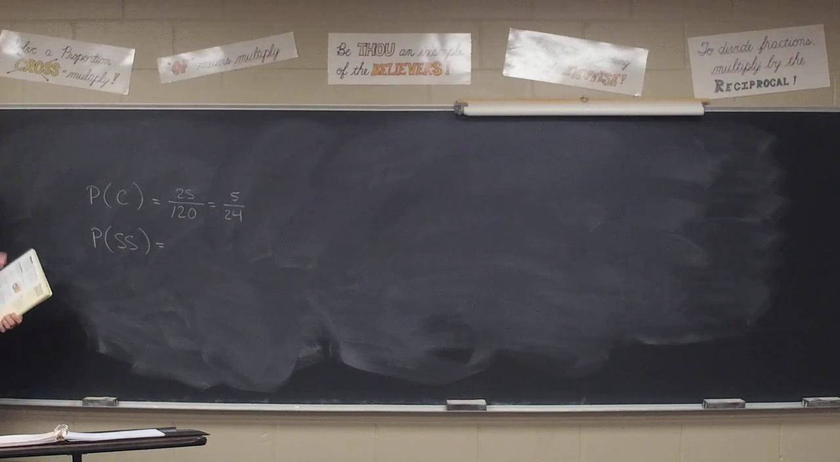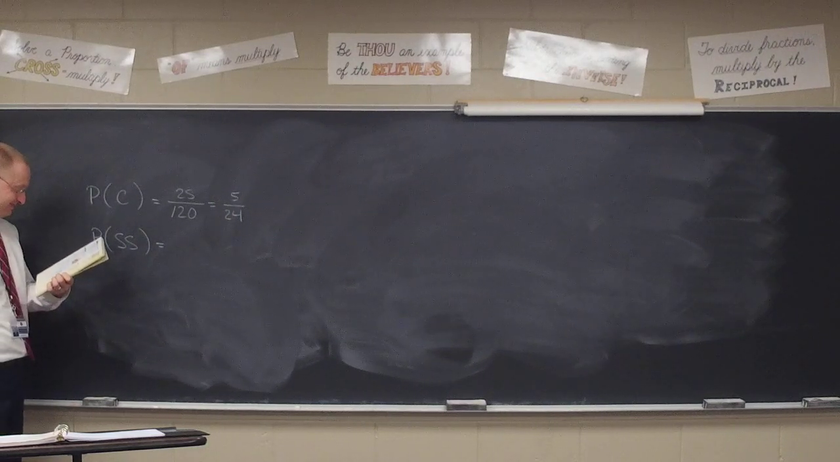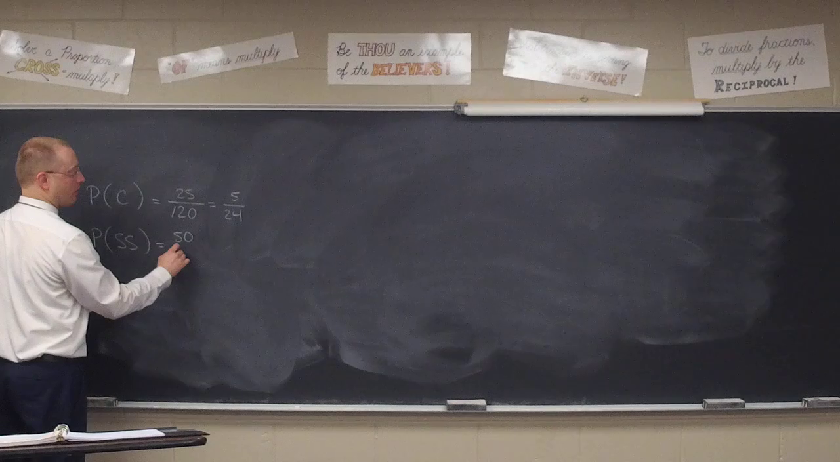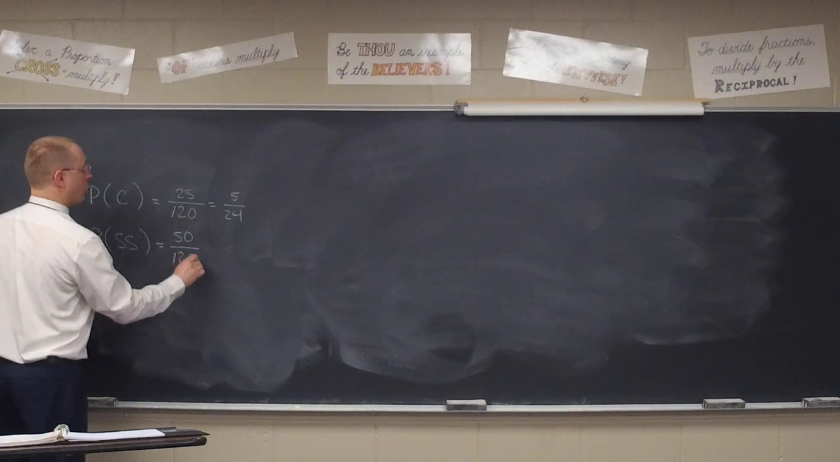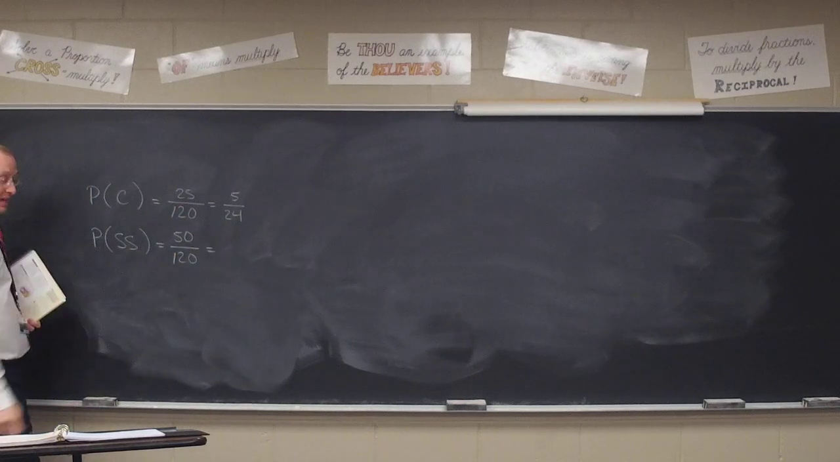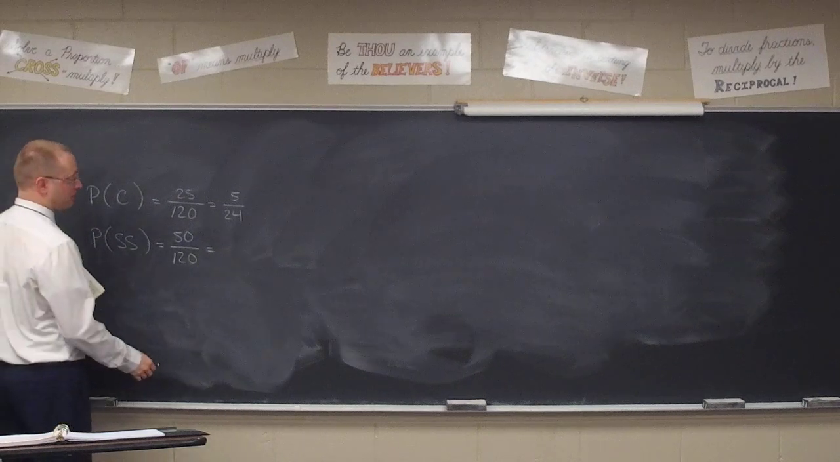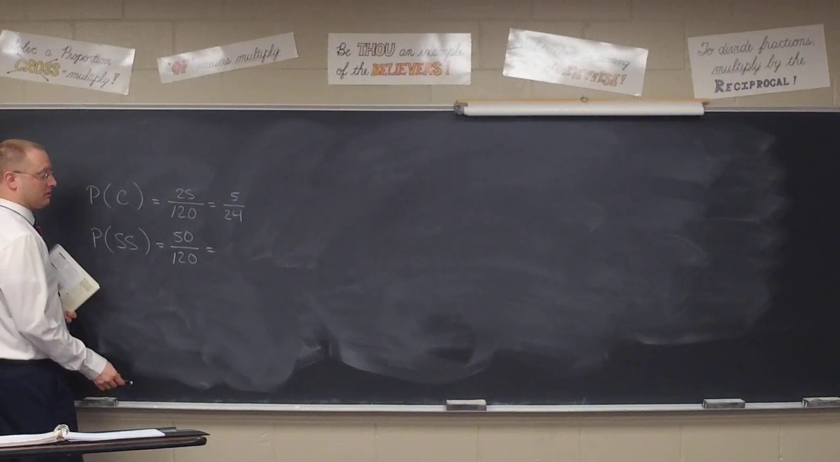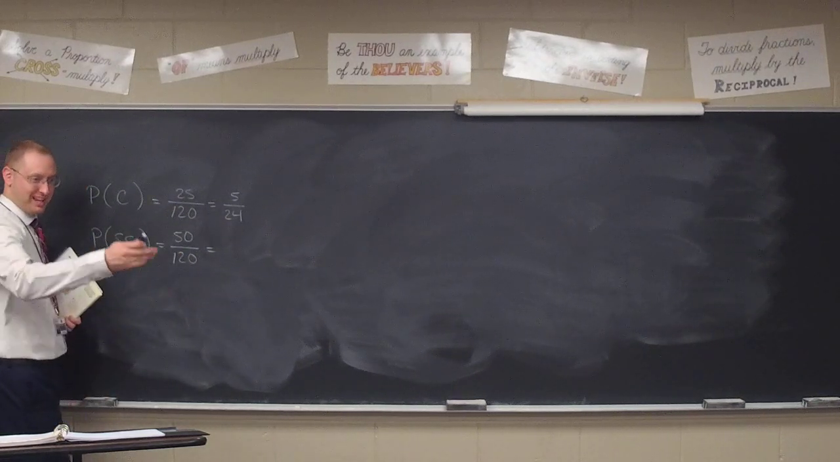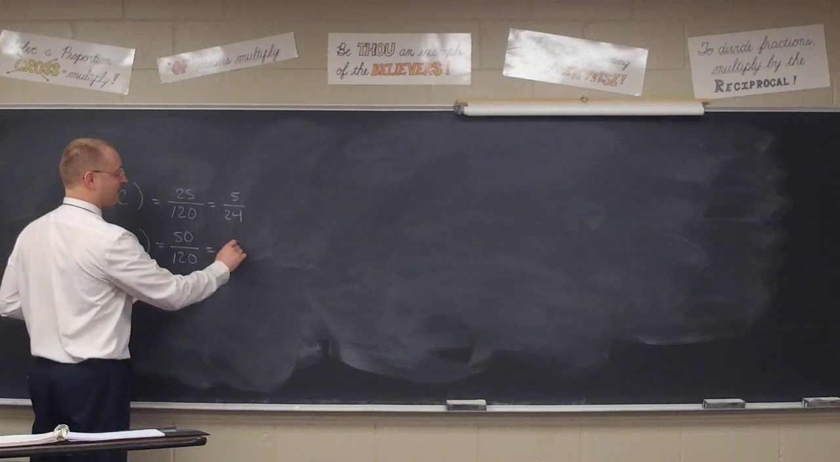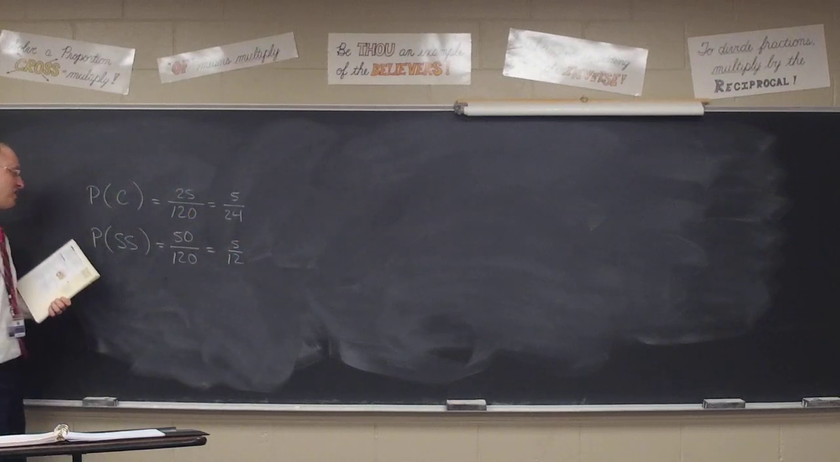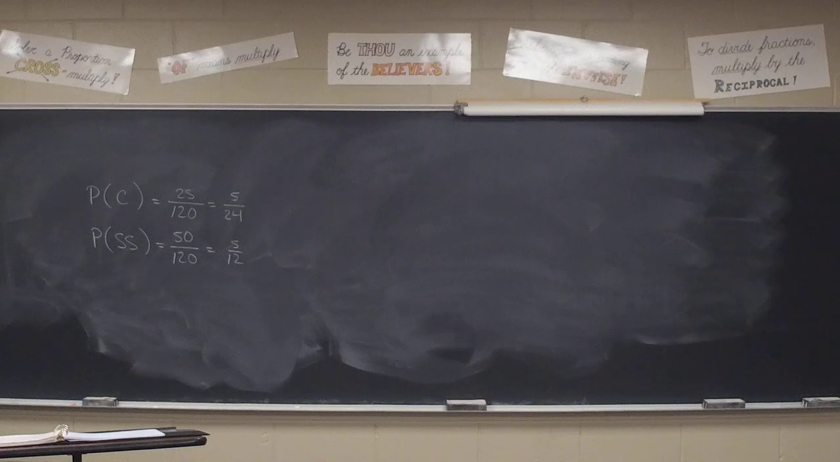And what's my initial ratio going to be here, Ben, for the shortstop? 50 over 120. There we go. This is an easy reduction. All I got to do is what, Ben? Divide by 5. How about we knock off zeros? What do we get? 5 over 12. So 5 to 12 would be our probability that if I pull a card at random, it is a shortstop.